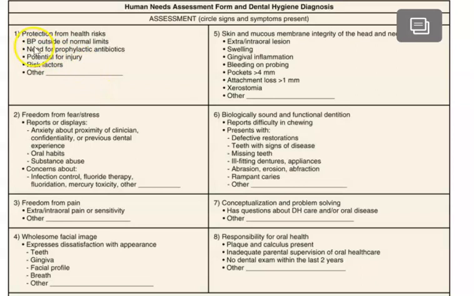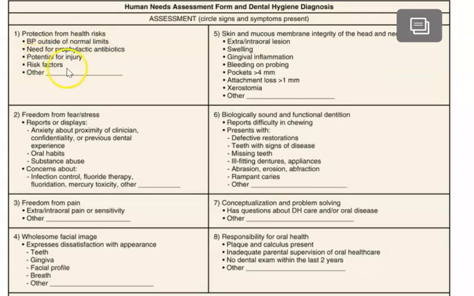So if their blood pressure was too high, I would circle this, and that falls under protection from health risk because now they're at risk for high BP, which can lead to stroke, heart attacks, and so on. If they need pre-med, I would put them under protection from health risk category, that human needs assessment, because they need pre-med in order for them to be safe. They're at risk when they don't take pre-med. Potential for injury and risk factors.